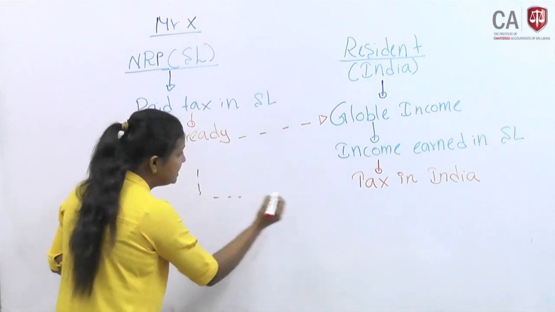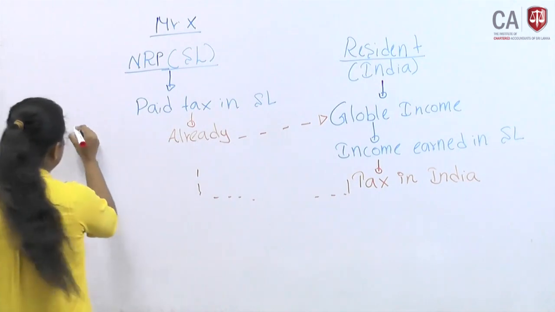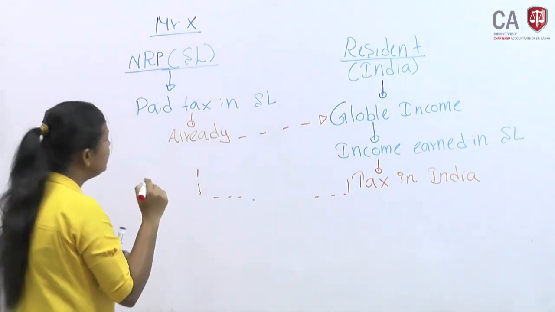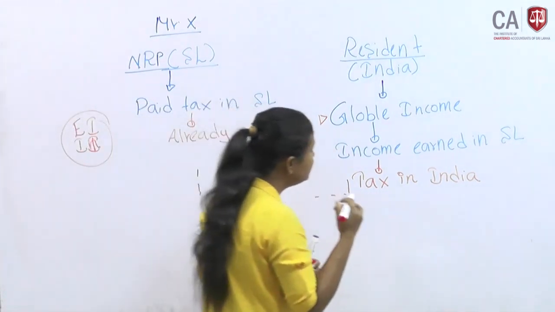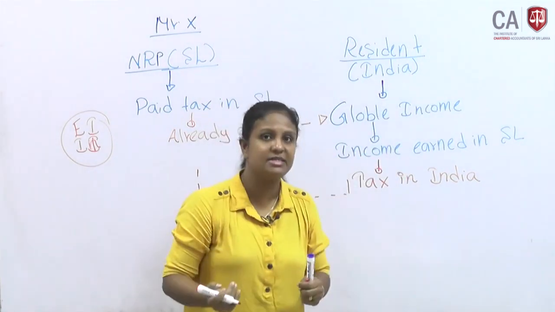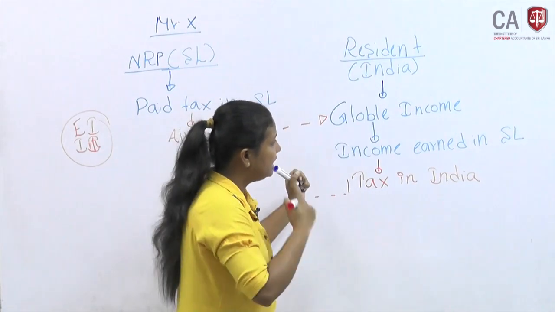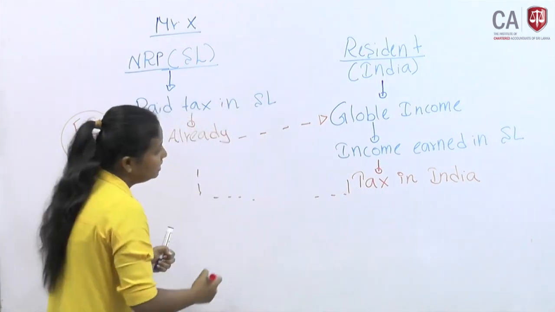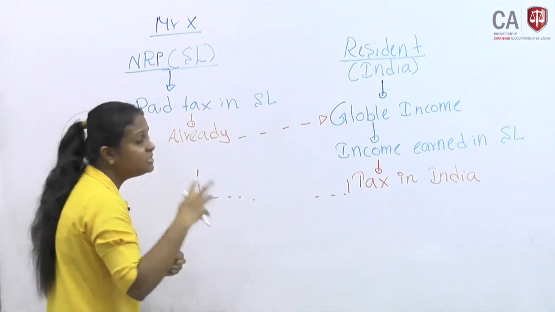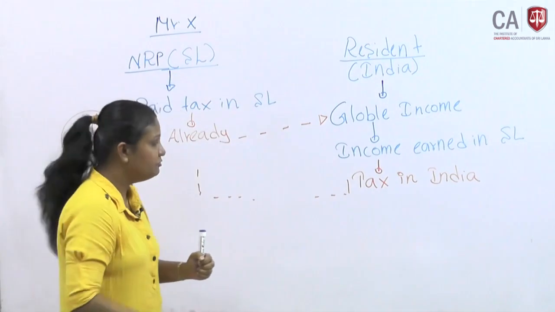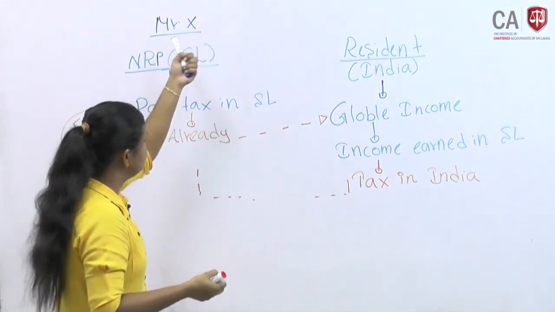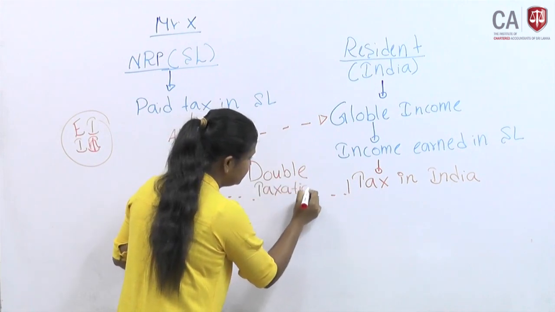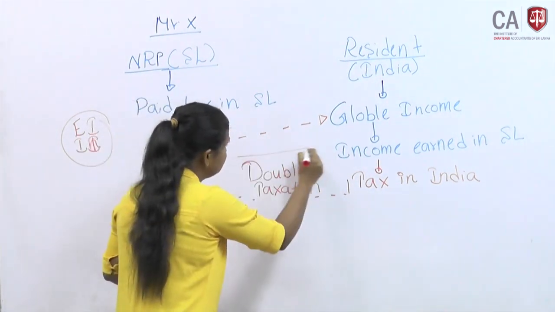Then what happened for the same source? For example, think he is earning employment income and investment income here. For these two, which he has paid tax on in Sri Lanka, due to his residency in India and this global income concept, he has to consider the income wherever it arises in his resident country. Clear? Then the tax paid in Sri Lanka and the same source taxed in India is a cumbersome burden to this Mr. X as double taxation. Clear? Okay, then there is an issue of double taxation.